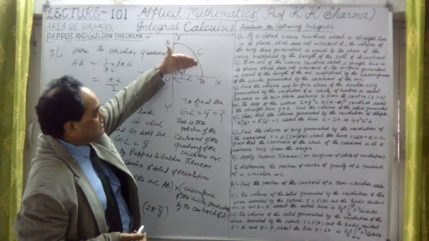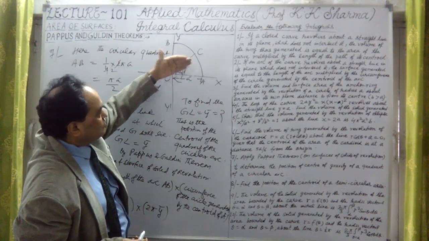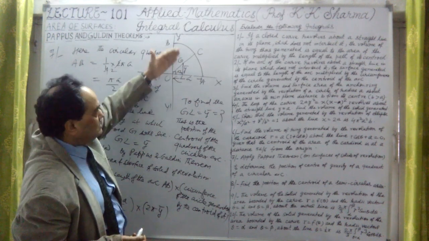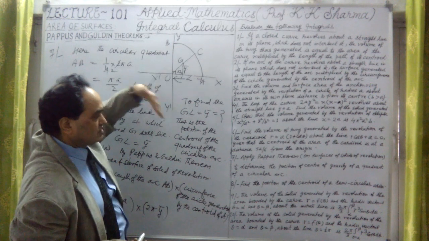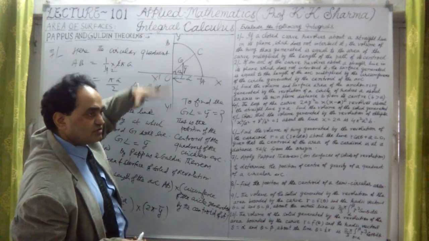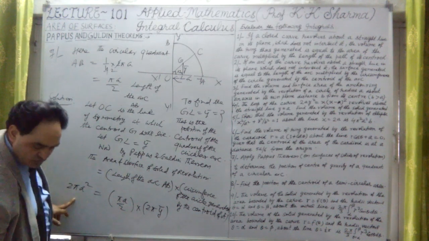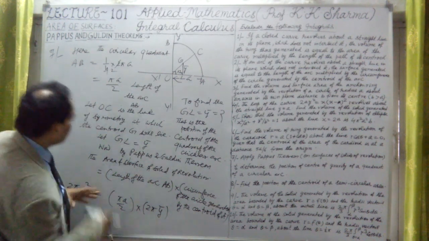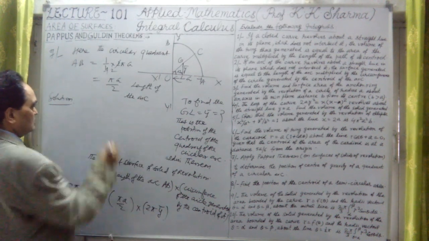This is the area of the... because when the arc length is revolved about this line, a hemisphere will be obtained. That hemisphere will have a surface area. The surface area of the hemisphere is equal to this.